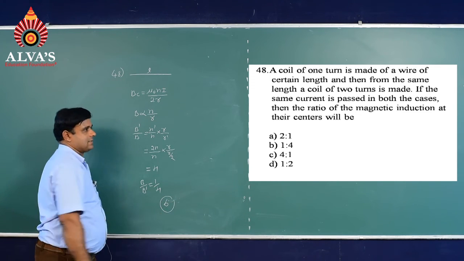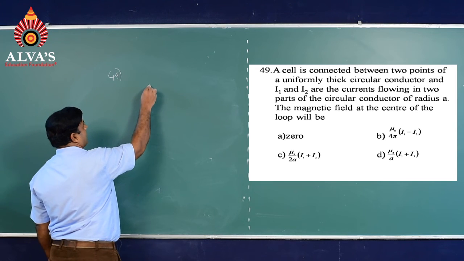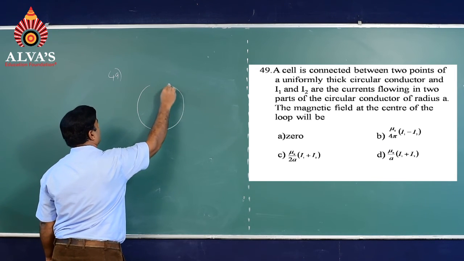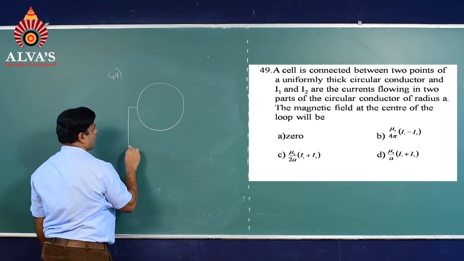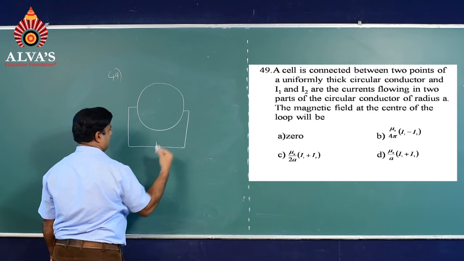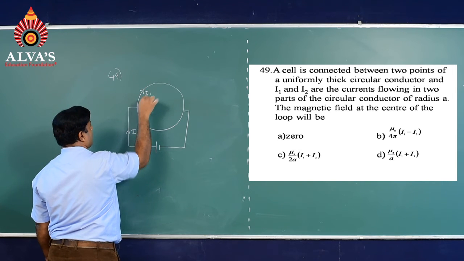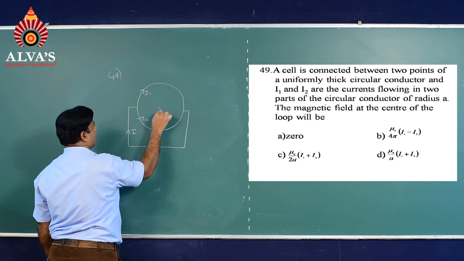B is the answer. A cell is connected between 2 points of a uniformly thick circular conductor, and I1 and I2 are the currents flowing in the 2 parts of the circular conductor of radius a. The magnetic field at the center of the loop will be? There is a circular loop. One terminal is connected here, another is connected to some other part. It has to send current I, which splits into I1 and I2. O is the center.